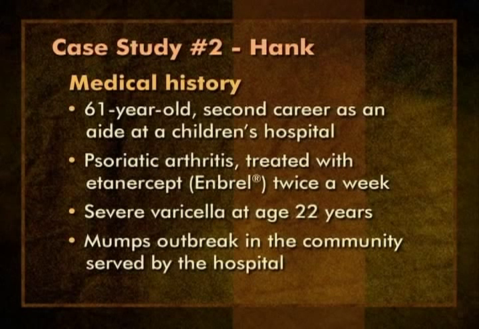Hank is a 61-year-old retired aerospace engineer beginning a second career as an aide in a children's hospital. He has a history of psoriatic arthritis diagnosed 6 months ago. The arthritis is being treated twice a week with etanercept, also known as Enbrel. Hank had severe varicella at age 22 that was complicated by varicella pneumonia and required hospitalization.